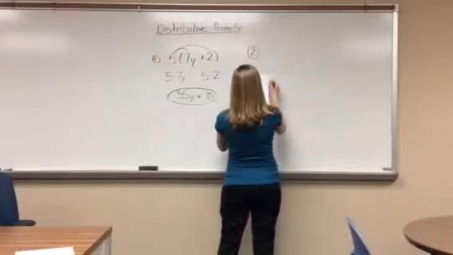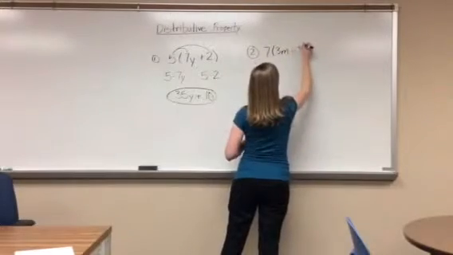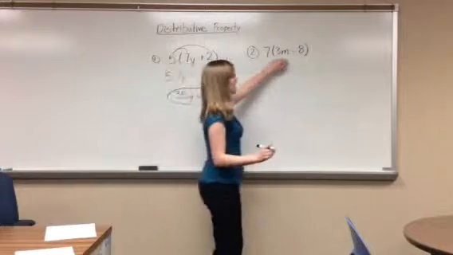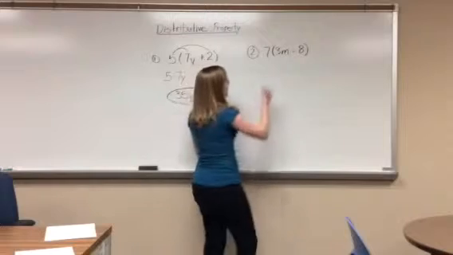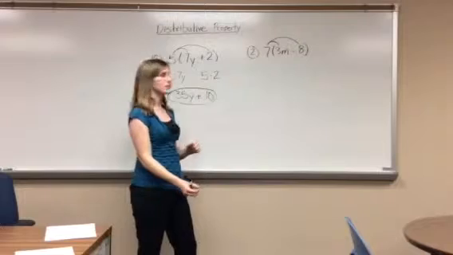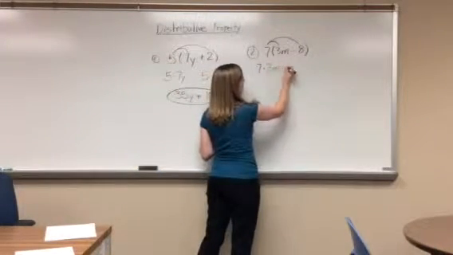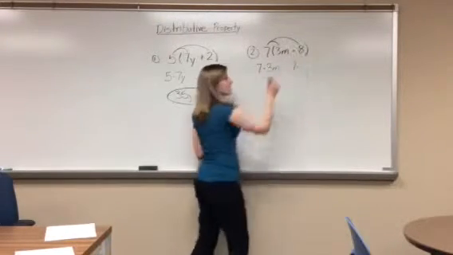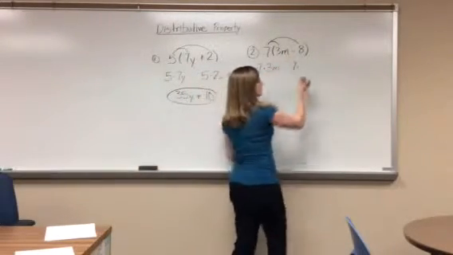For number 2, we have 7 parentheses 3m minus 8. Again, I cannot simplify inside the parentheses. They are not like terms. So we're going to do the distributive property. I'm going to distribute the 7 to both terms inside the parentheses. So here's what it looks like. We're going to take 7 and multiply it by the 3m. We're also going to take 7 and multiply it by, this is a negative 8. If it's addition, it was positive, positive 2. If it's subtraction, you make it negative.